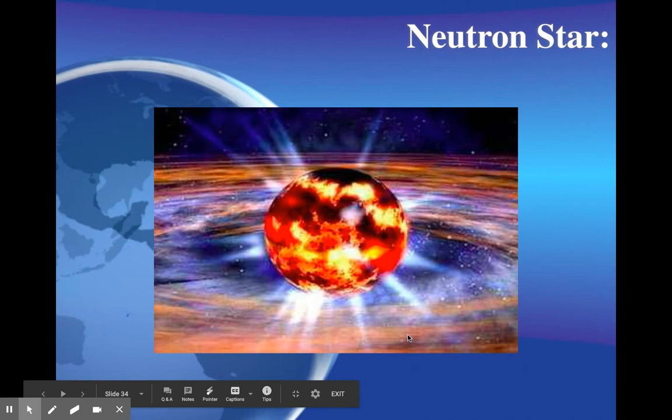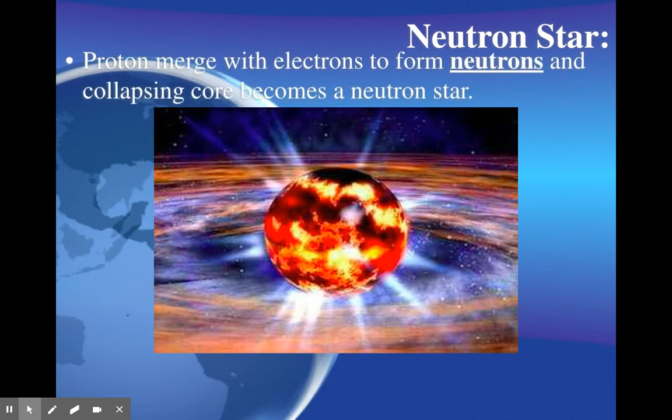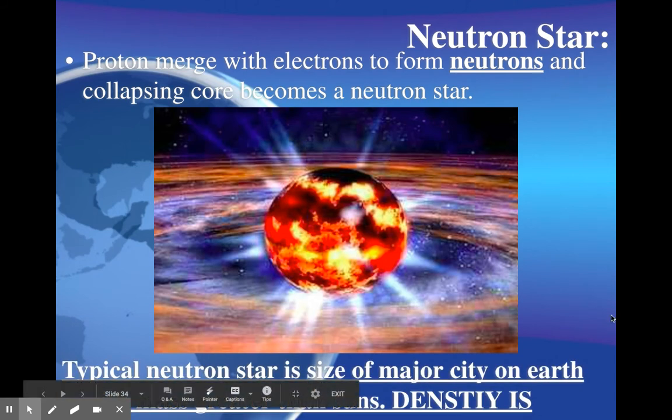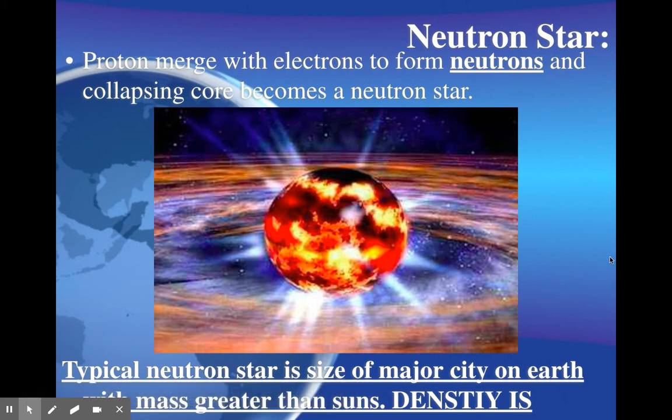So what's a neutron star? A neutron star is when all of this matter collapses in on itself. It's this incredibly dense piece of material. The typical neutron star is the size of a major city on Earth, but its density is so dense that it is like a cruise ship packed with people. Okay? So what does that mean?